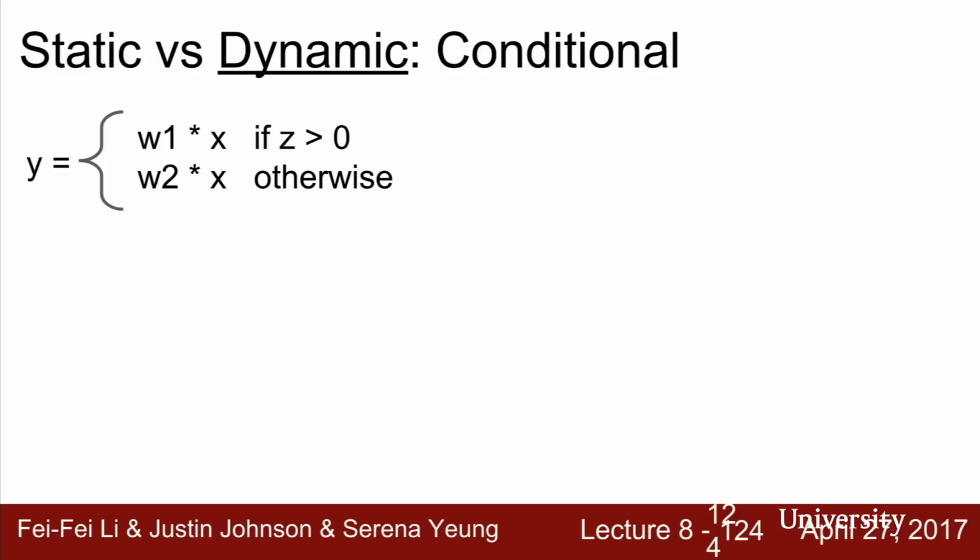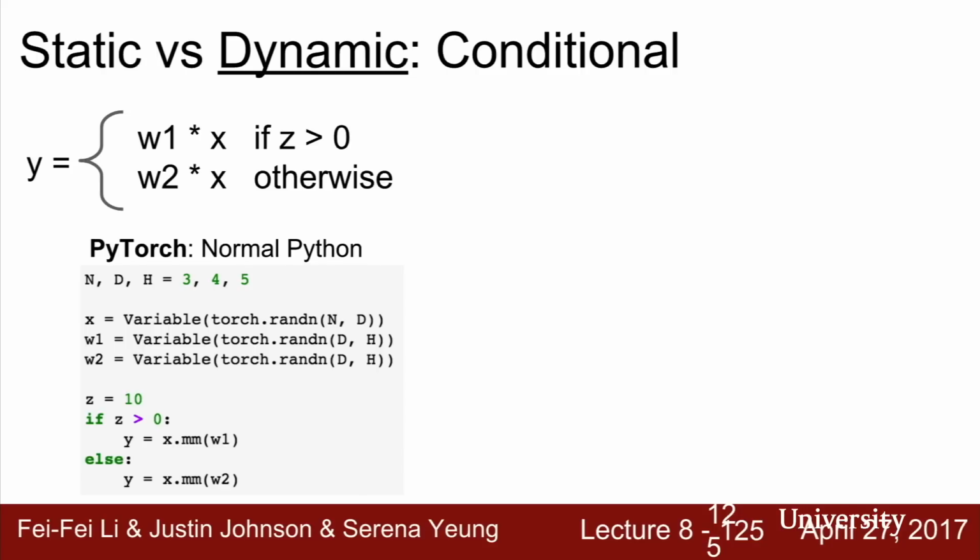So for example, suppose that we wanted to do some conditional operation, where depending on the value of some variable z, we want to do different operations to compute y. Where if z is positive, we want to use one weight matrix. If z is negative, we want to use a different weight matrix. And we just want to switch off between these two alternatives.